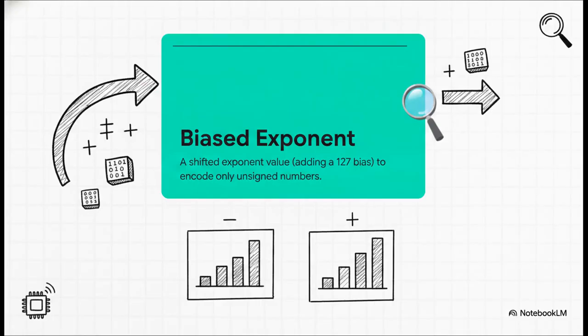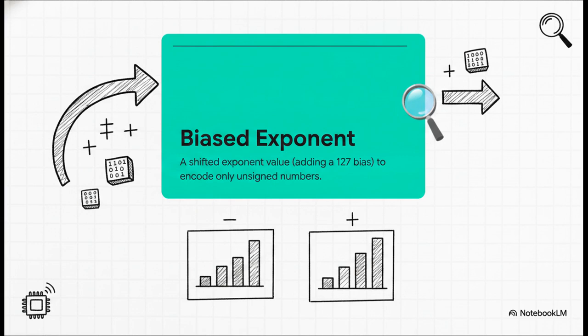The exponent field also has a very clever trick up its sleeve. Exponents can be positive or negative, right? But dealing with negative numbers in binary usually requires a complex system called 2's complement, which just makes hardware math a lot harder. IEEE 754 sidesteps this entirely by using a biased exponent.